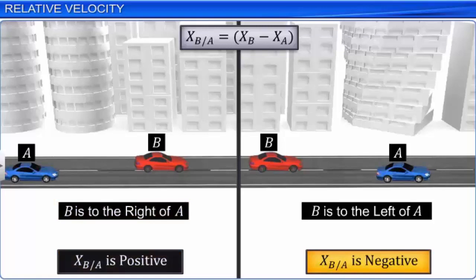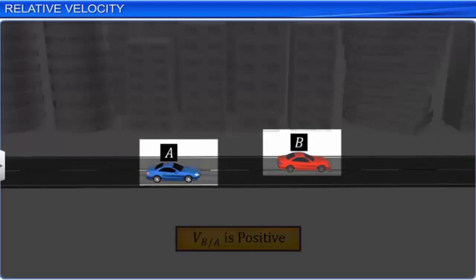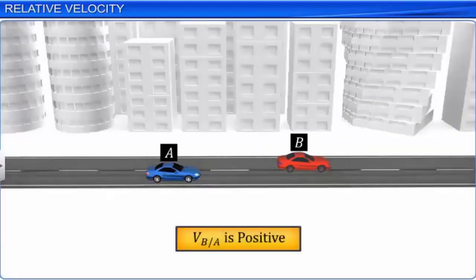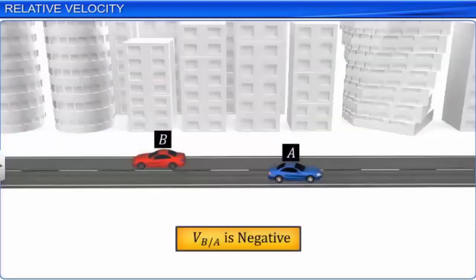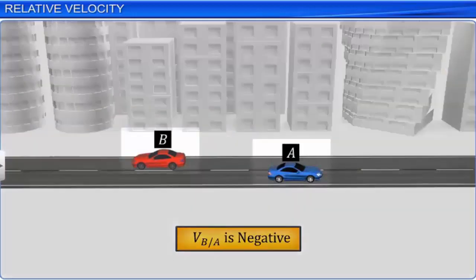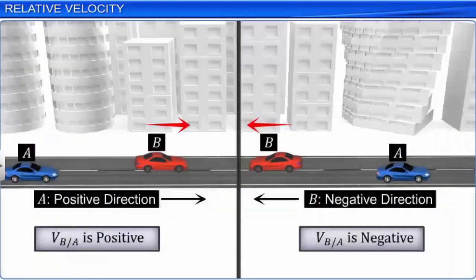A positive sign of vB/A means that when B is observed from A, the motion of B is in the positive direction, that is, rightward direction. A negative sign of vB/A means that when B is observed from A, the motion of B is in the negative direction, that is, leftward direction. This concept can be applied to determine the relative distance and relative velocity. Let us consider a few cases where two cars are traveling on a straight road with varying velocities.